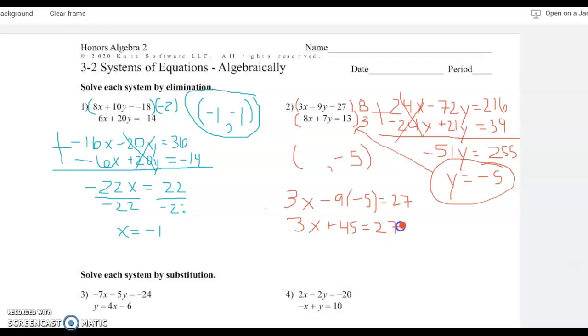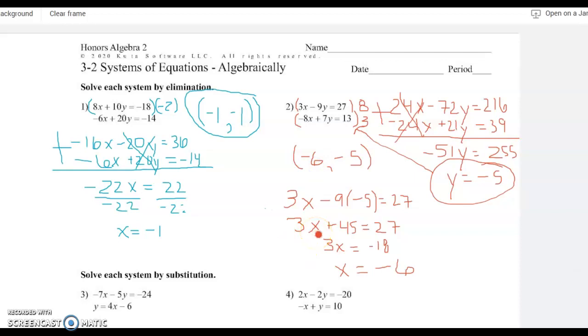So now I'm at my two-step equation, right? So I'm going to do 27 minus 45 to get the 3x alone. So 3x equals negative 18. And then negative 18 divided by 3 is negative 6. So I find out that x is negative 6. So my answer would be negative 6, negative 5.